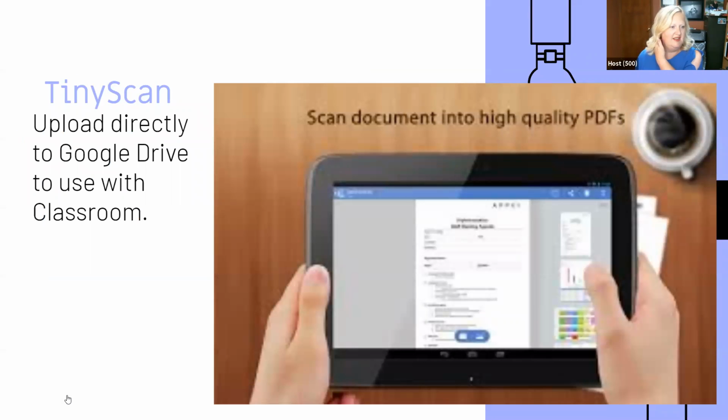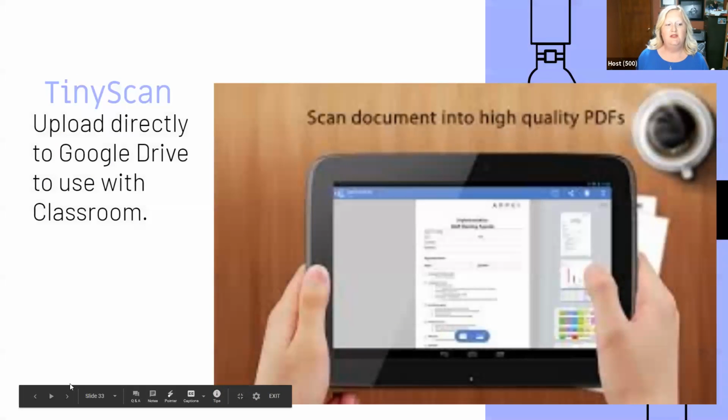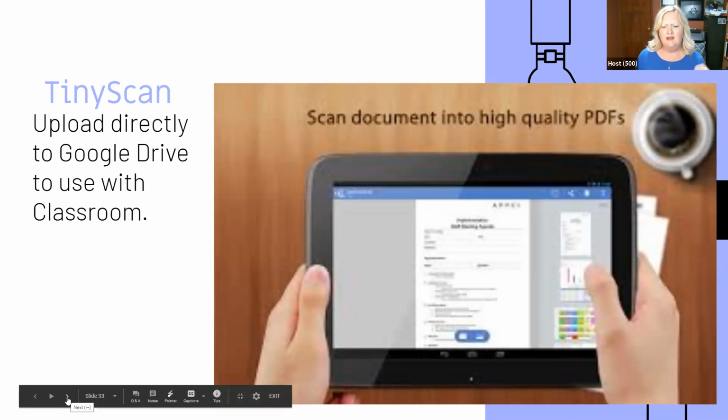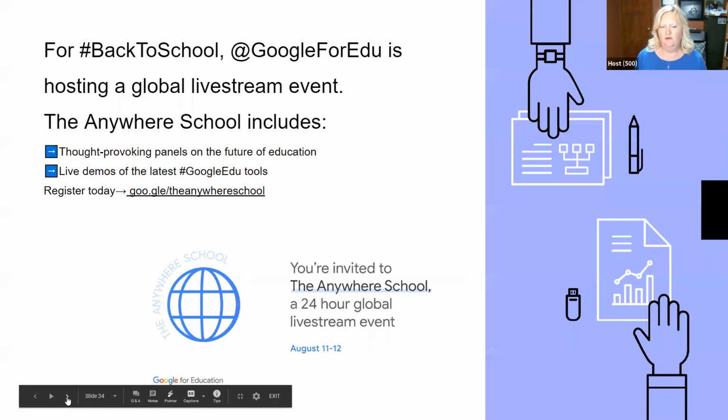TinyScan is the other thing that's a game changer. It uploads directly to Google Drive, and then you can insert something to Google Classroom. So it takes a picture and makes a PDF as well.